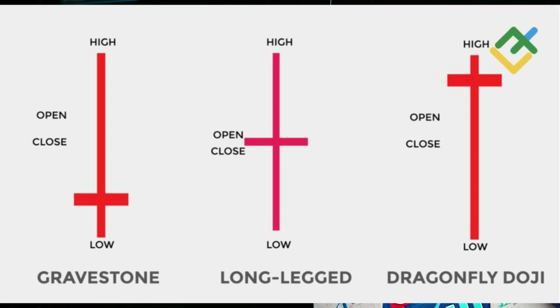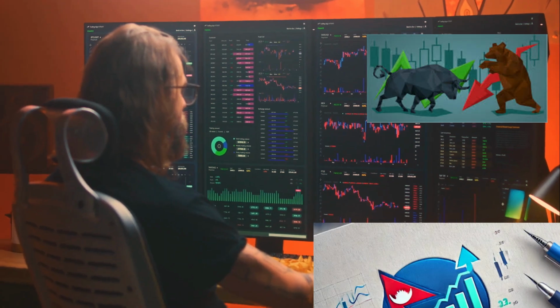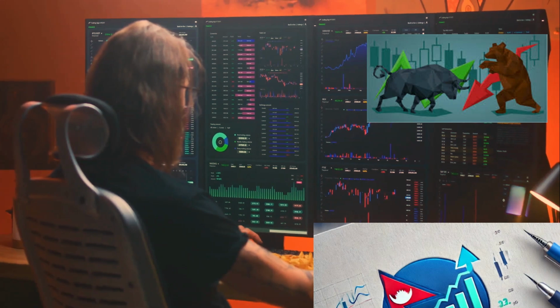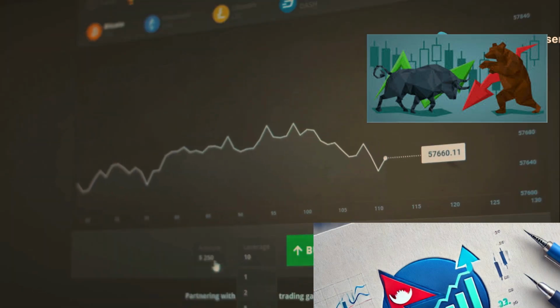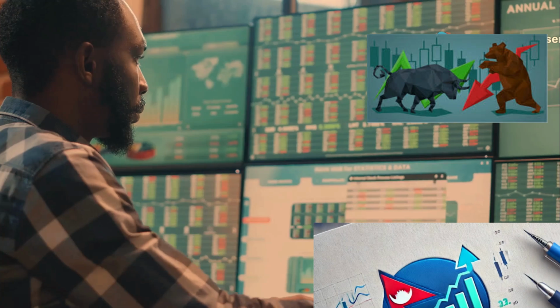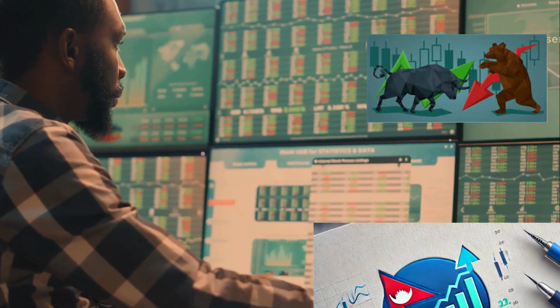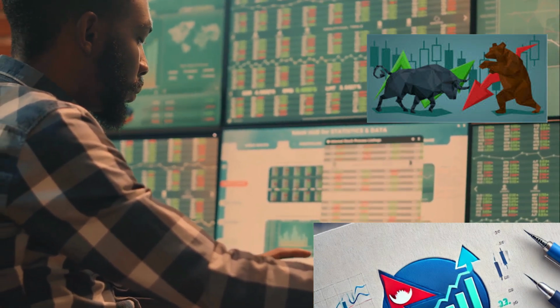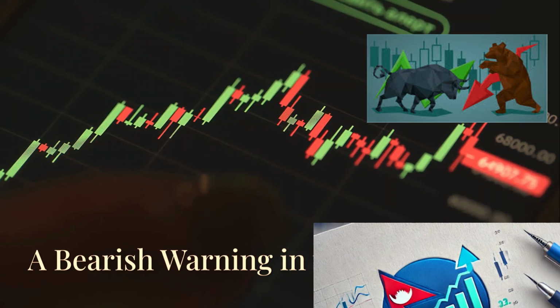Now, there are different types of dojis: dragonfly, gravestone, long-legged, each with its own subtle message. But the key takeaway is this: when you see a doji, pay close attention. The market is at a turning point and a big move could be coming. Which way will it go? Look for confirmation from other indicators and the overall market trend to make your move.